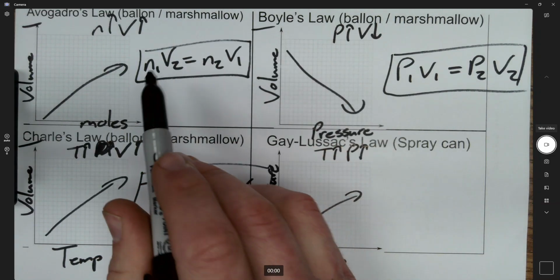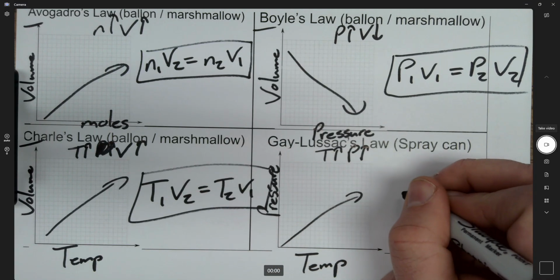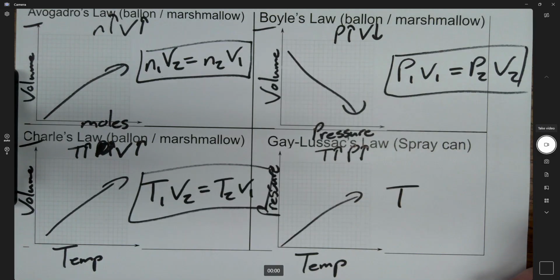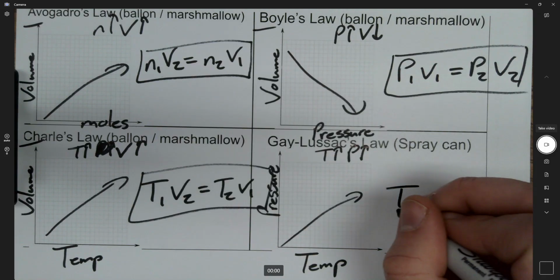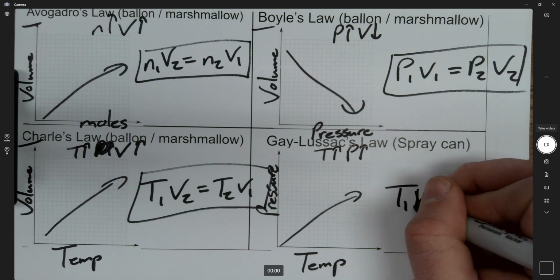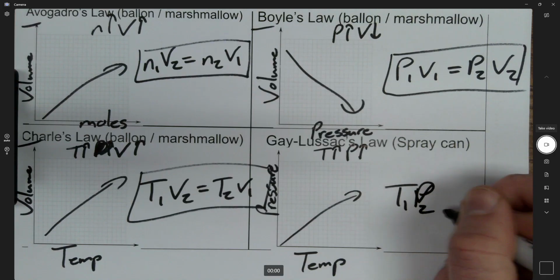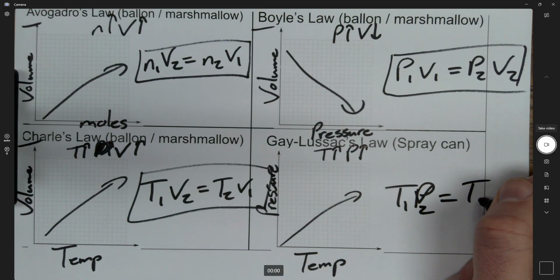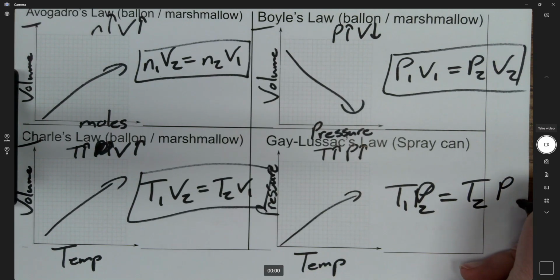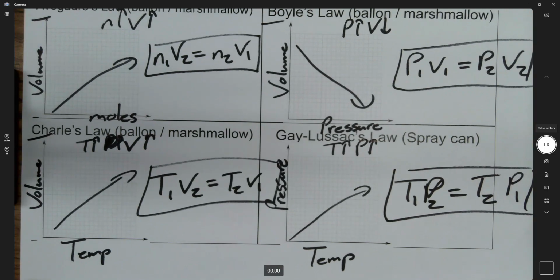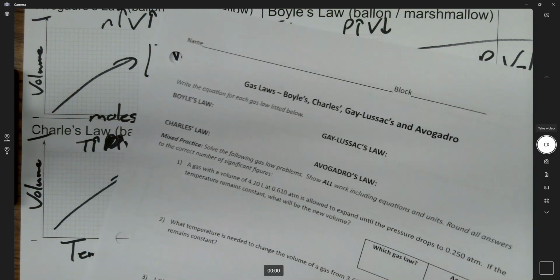If my directs were 1, 2, 2, 1, for Gay-Lussac's, it's T what? 1 or 2? T1 times P2 equals T2 times P1. Those are my equations. Now, before we get out of here, I want you to grab this one right here.